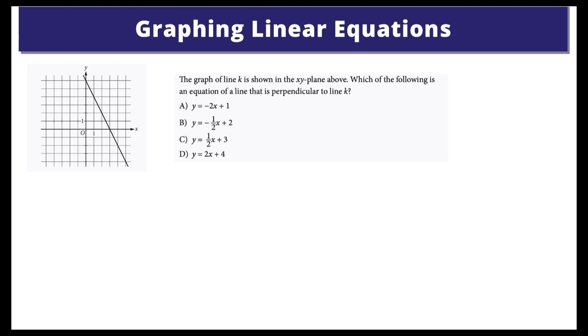So let's read the question. The graph of line K is shown on the x and y plane above. Which of the following equations is of the line that is perpendicular to line K? So let's highlight perpendicular. What do we need to solve for when we're trying to find the perpendicular? We need to find the negative inverse, right? How can we do that?